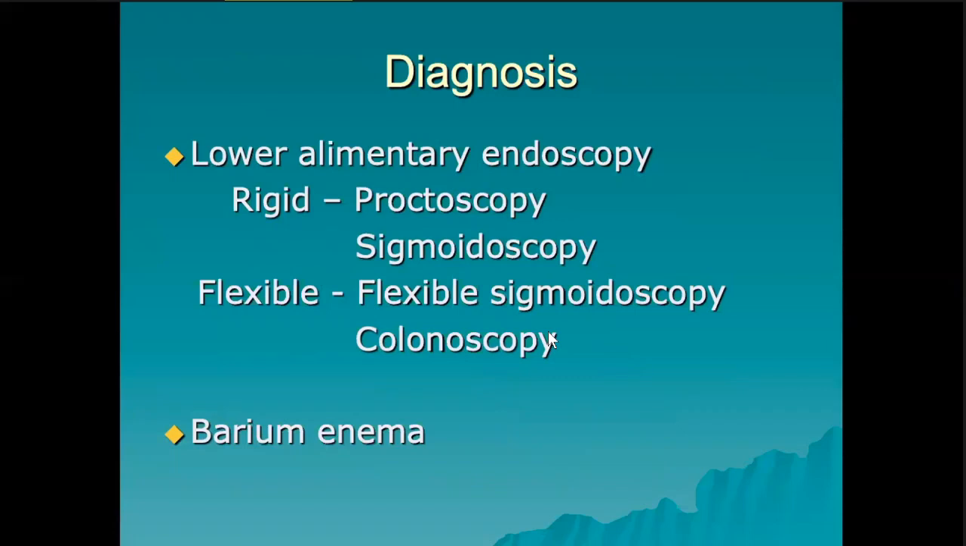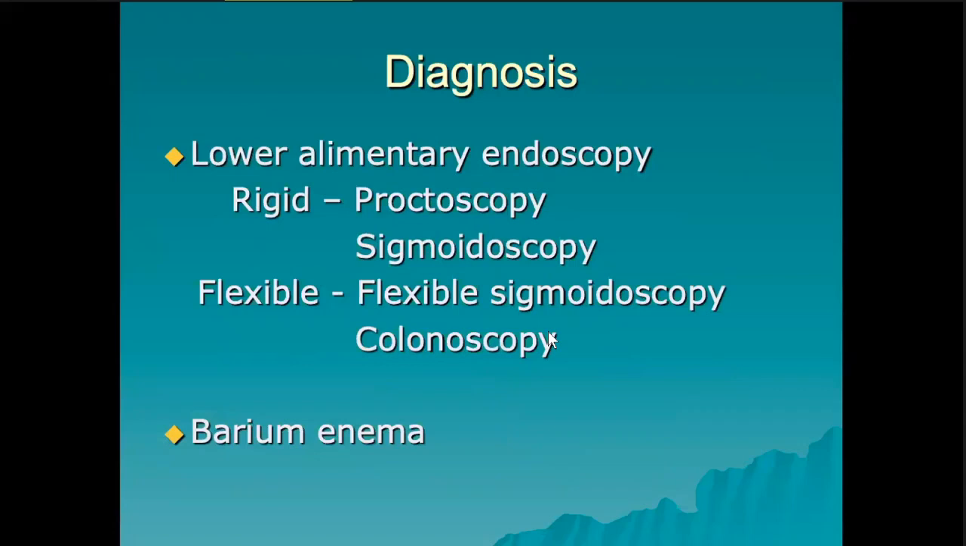Then we have proctoscopy. It's a very short, rigid instrument, just a few centimeters long. Good to look at the anal canal and the lowermost part of the rectum. And from the rectum, you can take biopsies also. There is a biopsy forceps which is used with the proctoscope.